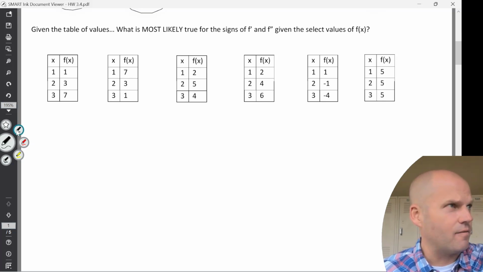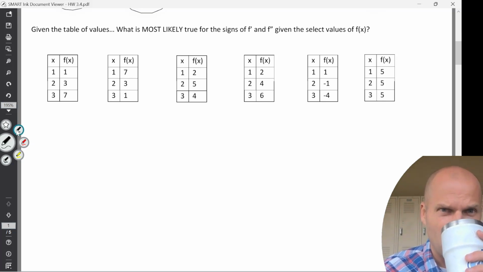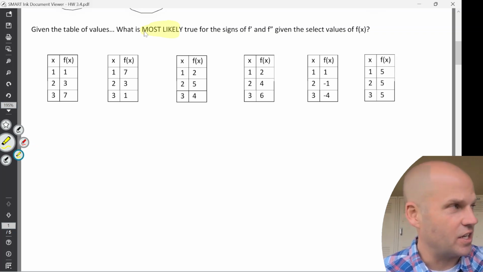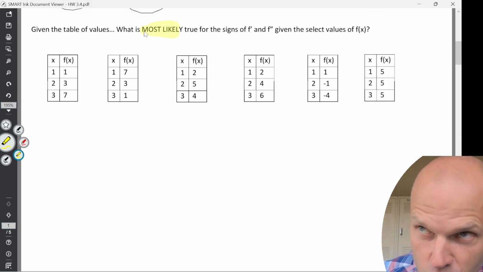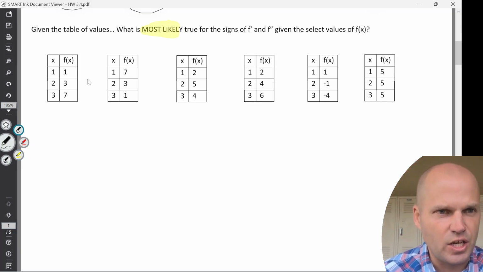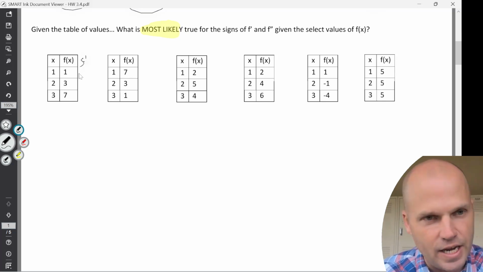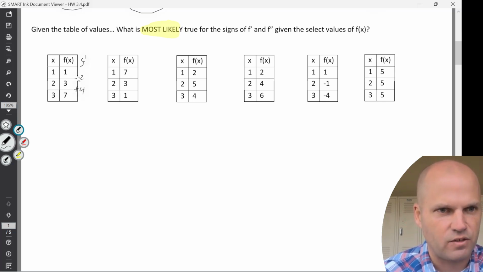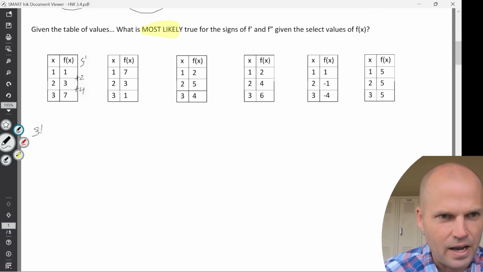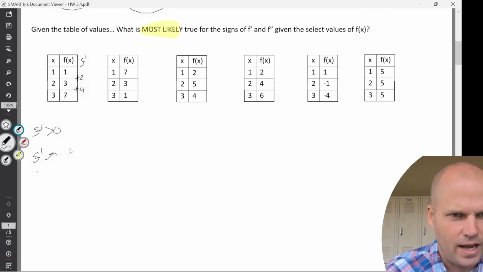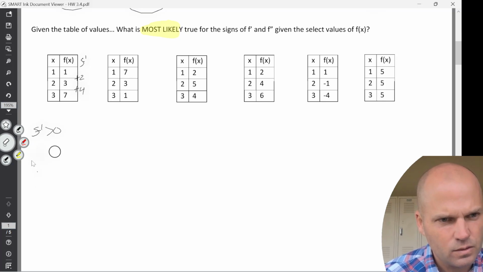All right, cool. Didn't have these on your notes, but you should be able to figure out what is most likely true for the signs of f prime and f double prime. What's very important is the statement most likely. Is it guaranteed to be true? We can't say because we only have a select amount of points. However, if we can see we're going from 1 to 3 to 7, we can look at the average rates of change and see this is a +2 and a +4. Well, that means my first derivative is positive. My rates of change are positive. And my rates of change are increasing. That means my second derivative has to also be positive.